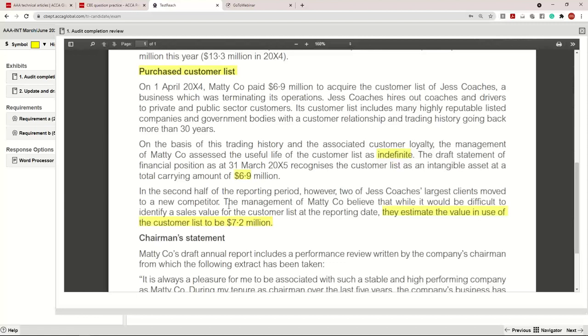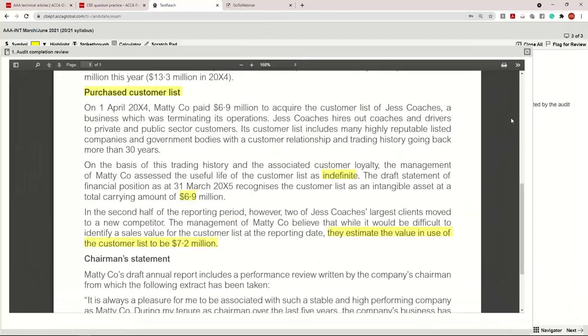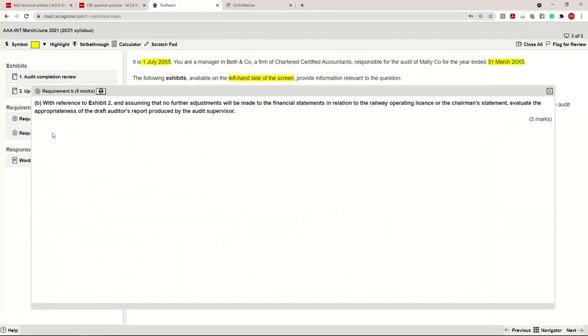What if the estimate of 7.2 million is wrong? What if the value in use is $6.5 million? Then should we record an impairment loss? So there is a risk, right? There is a risk because there is an estimate. But what is the examiner telling us in exhibit number two? In exhibit number two, the examiner is telling us, read this very carefully, everyone.